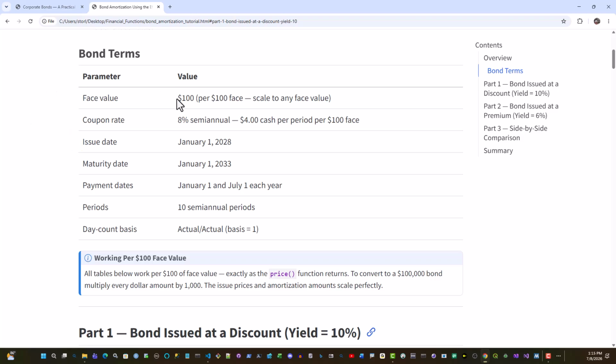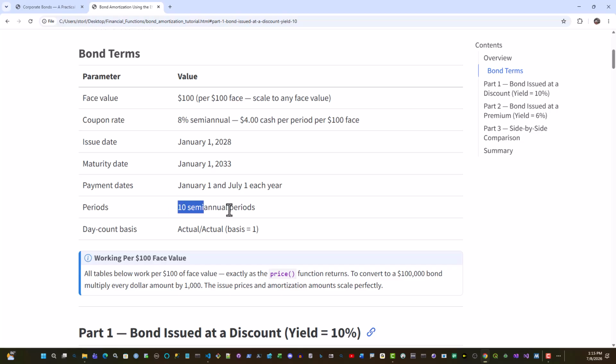So here we've got a $100 face value bond, 8% paying semi-annual payments. So that becomes $4 per period, twice a year. This is the issue date, January 1st, 2028. Here is the maturity date, 5 years later, on January 1st, 2033. And the payment dates are going to be January 1st and July 1st of each year. So it's a pretty easy example. It lands right on the same day, so we don't have to do fragmented interest calculations for the interest payments.